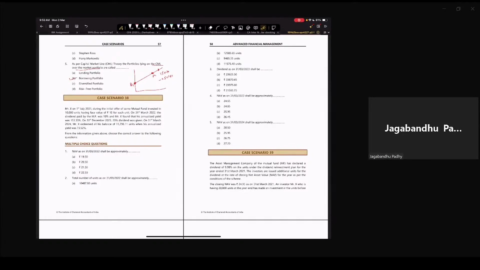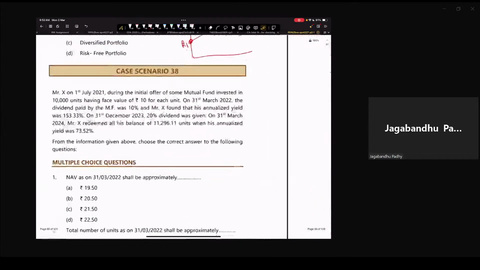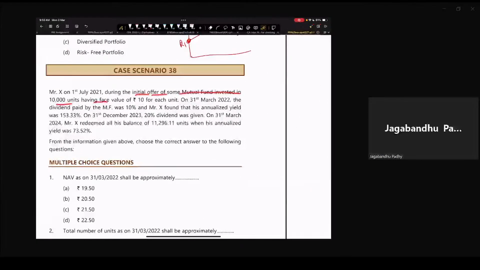Okay, so let's start with this. See, Mr. X on 1st July, during the initial offer of some mutual fund, invested 10,000 units, having a face value of rupees 10 for each unit. Then on 31st March, the dividend paid by the mutual fund was 10%, and Mr. X found that his annualized yield is 153.33%. On 31st December, again 20% dividend was given, and on 31st March, X redeemed all his balance of 11,296.11 units when his annualized yield was 73.52.